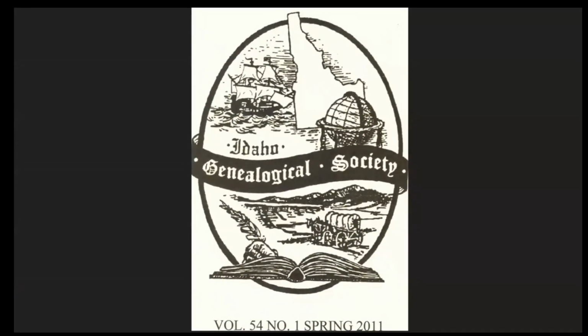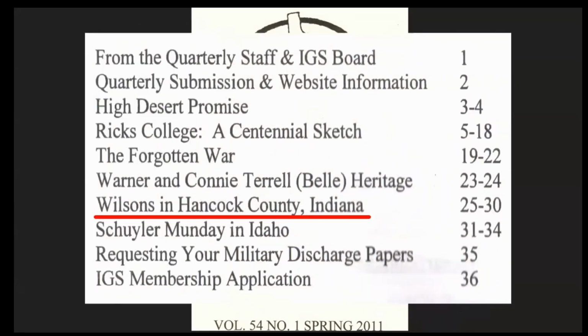PERSI, the Periodical Source Index, is so good at this. What is this? This is the Idaho, as in way far from Indiana, the Idaho Genealogical Society Quarterly. It's from spring of 2011, so way more than a decade ago. Take a look at this table of contents page. About 2/3 of the way down, Wilson's in Hancock County, Indiana. And it's about a 5-page article.